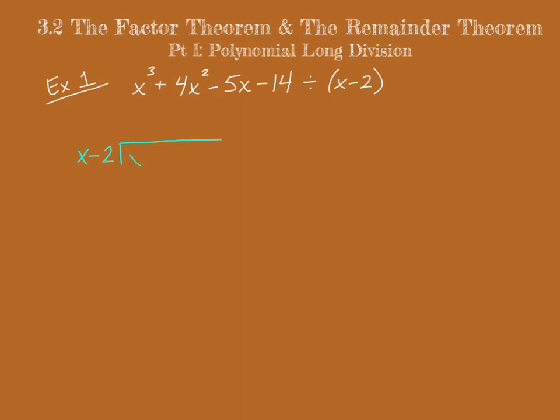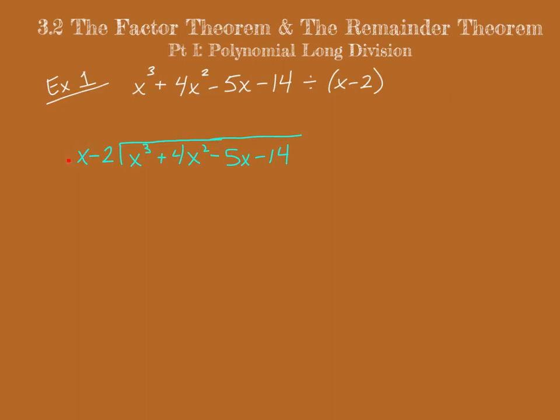So under our division bar, I guess, I don't know if this has an official name, x cubed plus 4x squared minus 5x minus 14. And then we're just going to get into the division, so let's start. All right, our first step is we want to go one term at a time. We're going to start with the x.